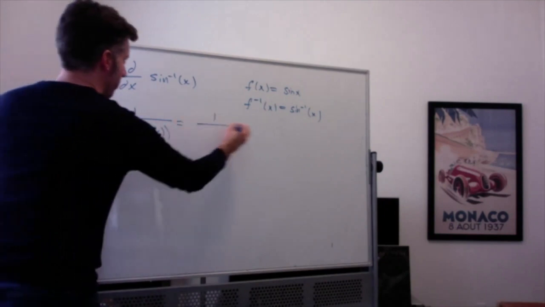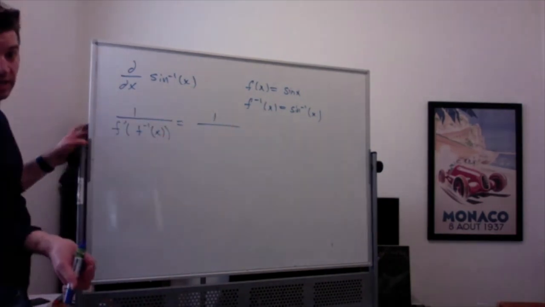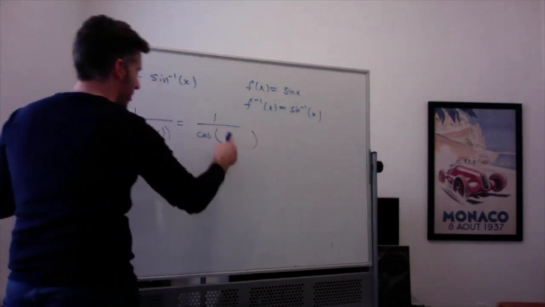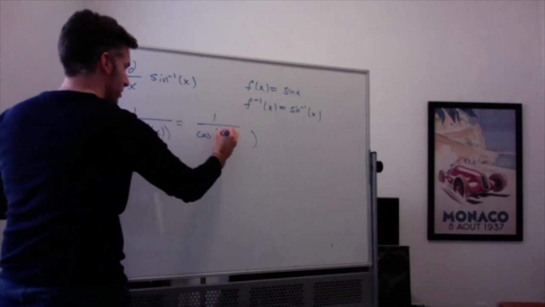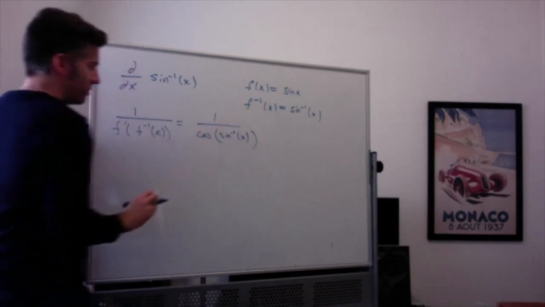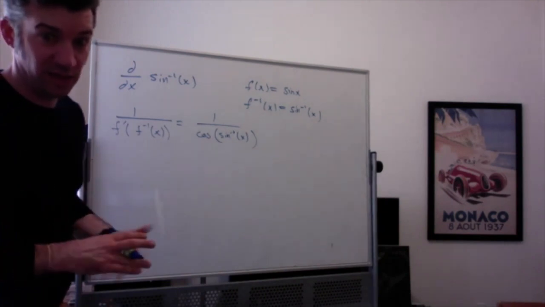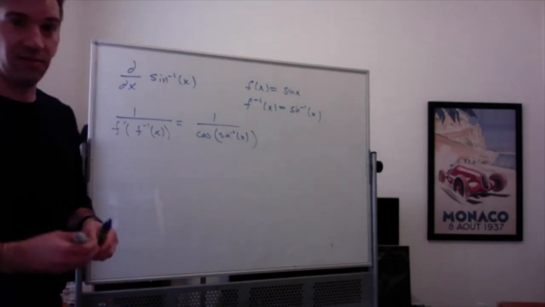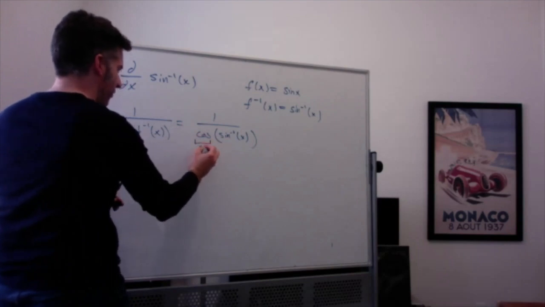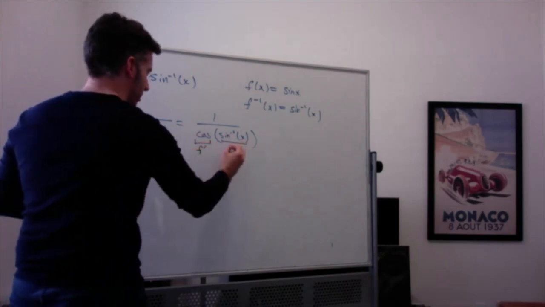Which is 1 over, so f prime, the derivative of sine, is cosine. So it's 1 over cosine of my f inverse, which is inverse sine of x. Now, I know this doesn't look like the answer that we got when we did it last time, because it's the not nice way of writing it. But I will say, this is my f prime of f inverse.